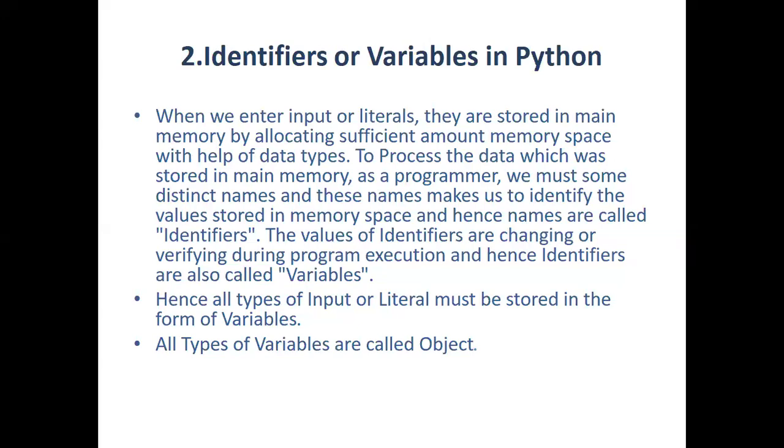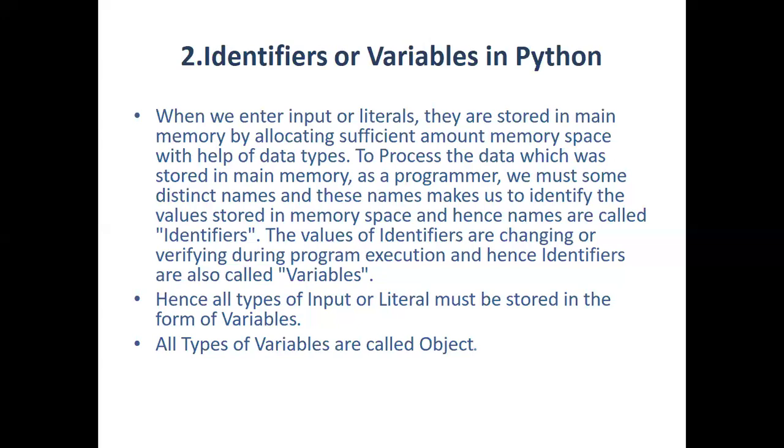Right? Now, in order to process that data, which was stored in the main memory, as a programmer we need to give some distinct name. That distinct name, which helps us to identify the value, is known as an identifier. So all types of inputs or literals must be stored in the form of variables, and all the variables are called objects. Let me show you.